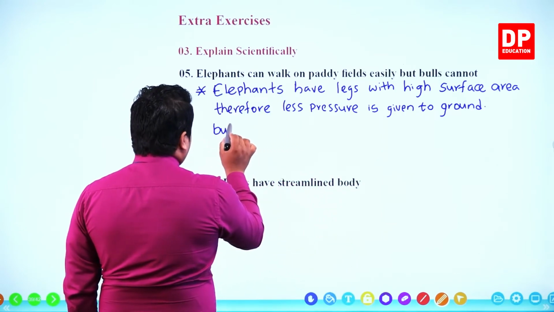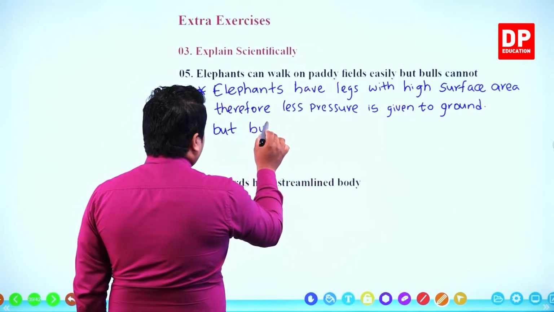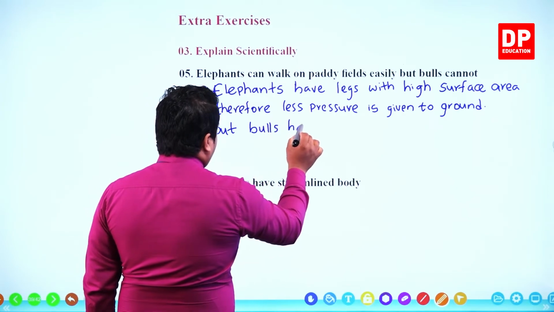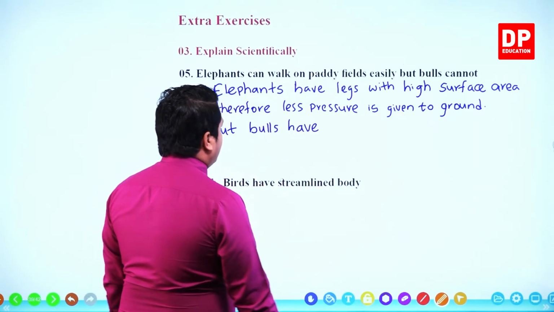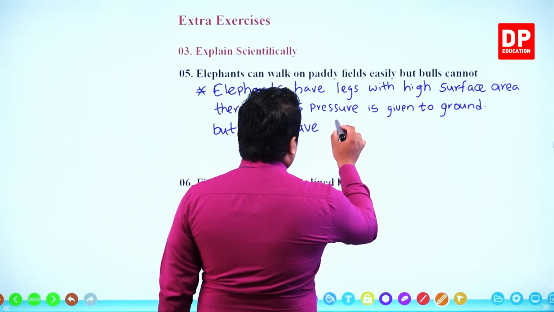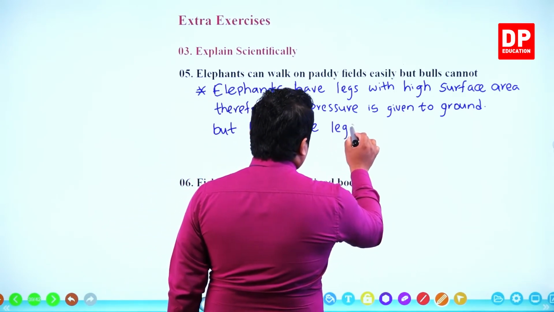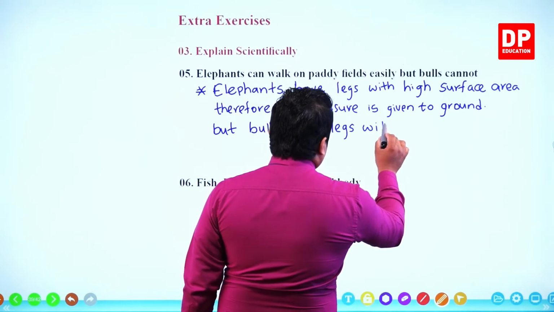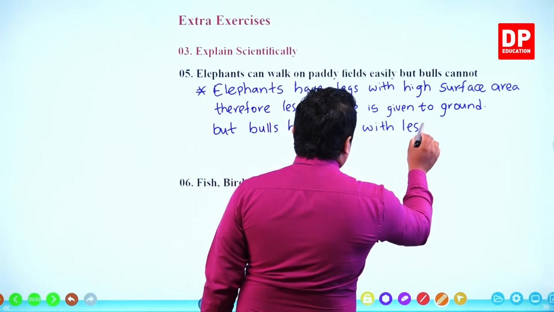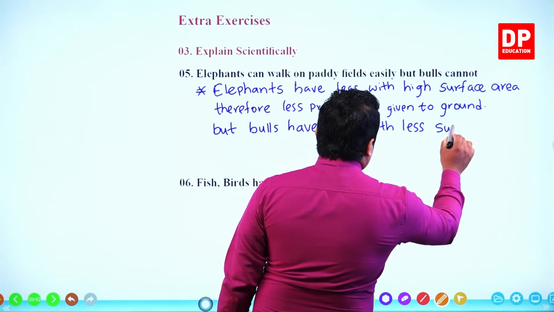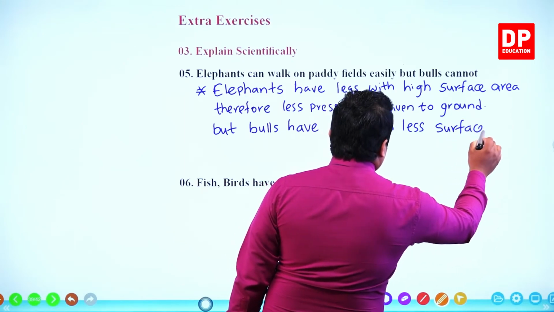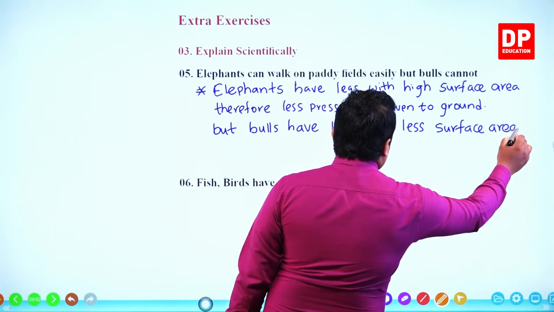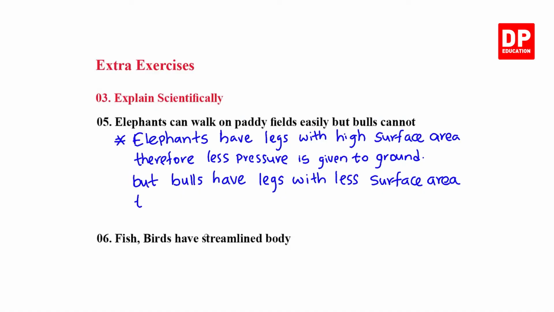But bulls have legs with less surface area. Therefore, high pressure is given to the ground.